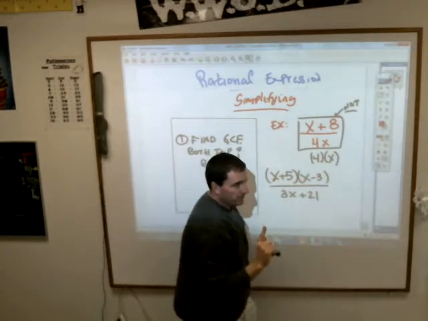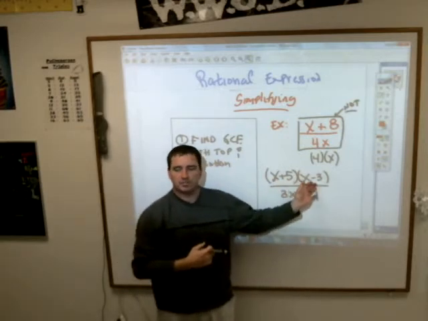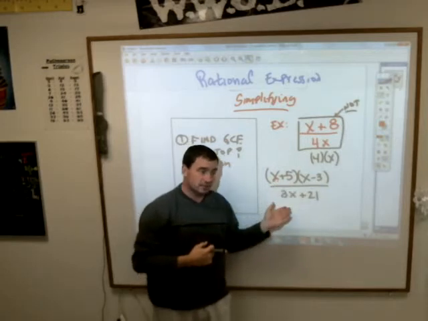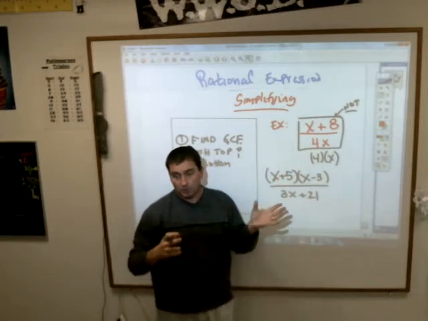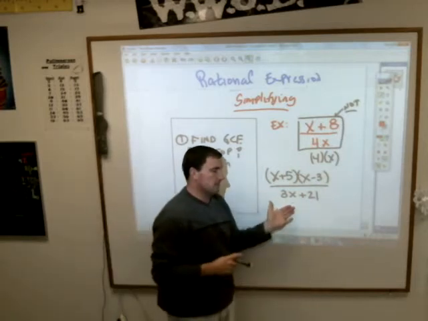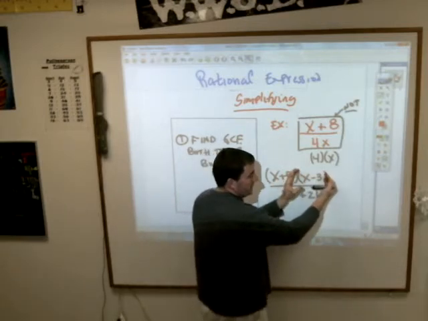But here's what you have to think. In order to get either of these two top things to cross off with something on the bottom, it would have to be either an x plus 5 on the bottom or an x minus 3 on the bottom, in parentheses or all by itself. That's the only way it's going to cross off with something. I can't just get an x on the bottom and cross it off with one of those x's. It has to be either this or that for it to cross off.